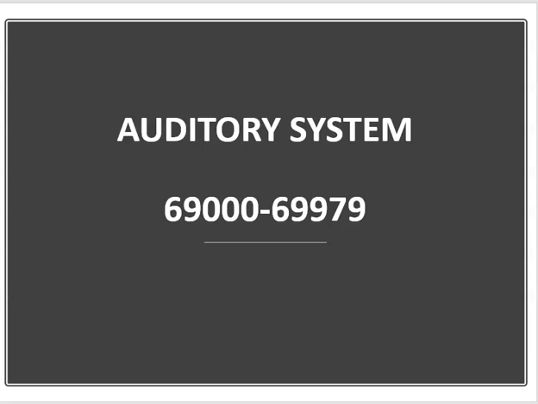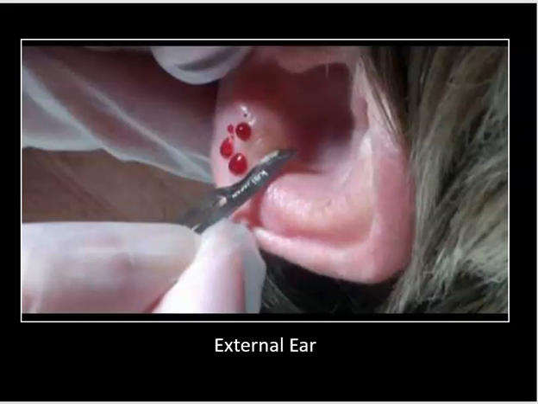All right, guys, almost done. We are now going to go over to the last area of the 60,000 series, which is the auditory system, starting with code 69000 through 69979. And first up, we're going to go to page 466. And what we're going to look at here are procedures on the external ear. And I want you to notice the first code under incision says drainage of external ear abscess or hematoma simple.